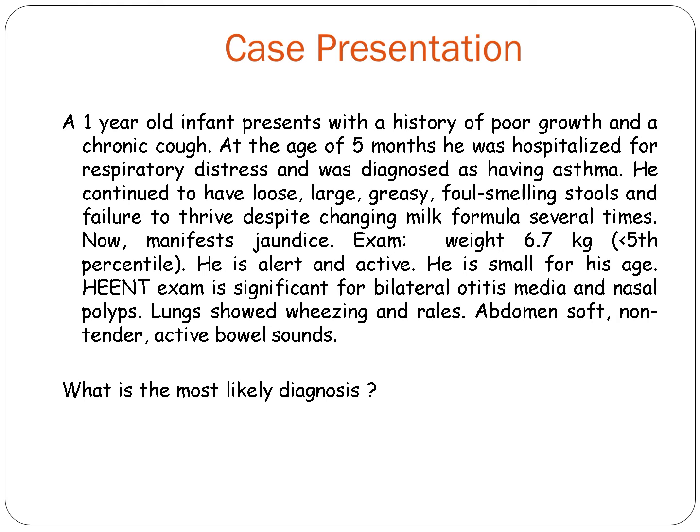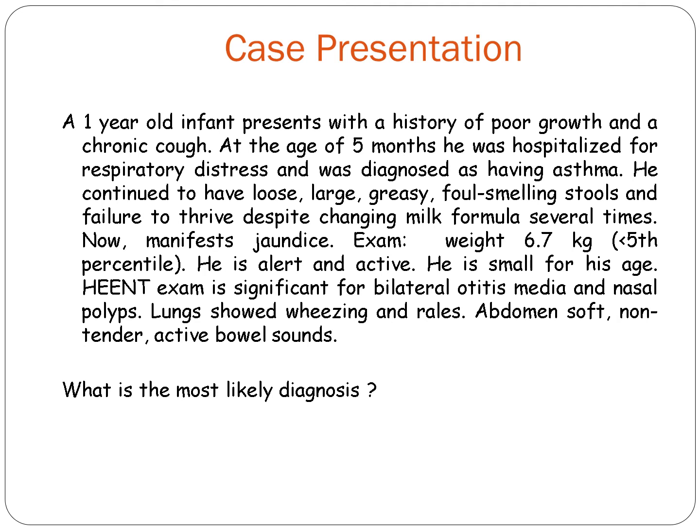Let's discuss this case presentation together. This is a 1-year-old infant who presented with a history of poor growth and chronic cough. At the age of 5 months, he was hospitalized for respiratory distress and was diagnosed as having asthma. He continued to have large, loose, greasy, foul-smelling stool and failure to thrive, despite changing the milk formula several times.